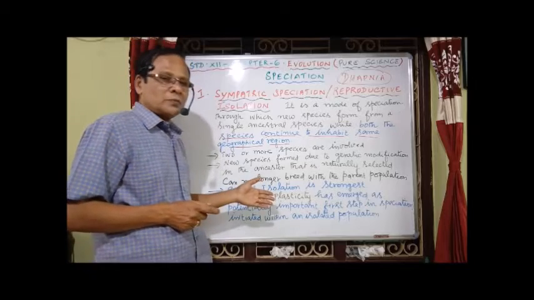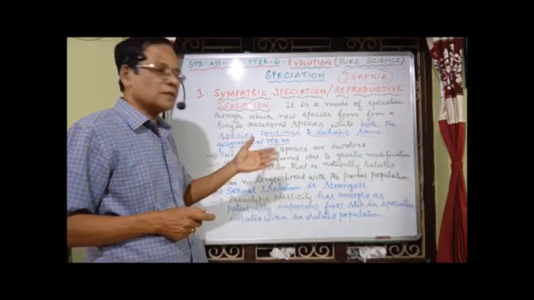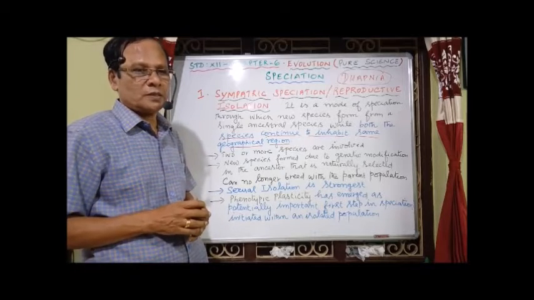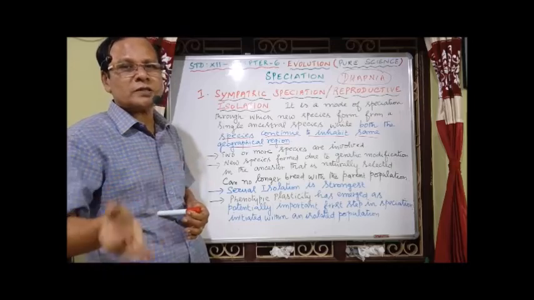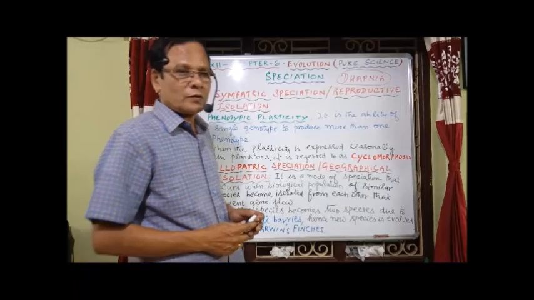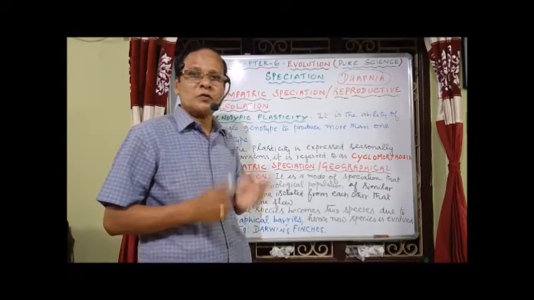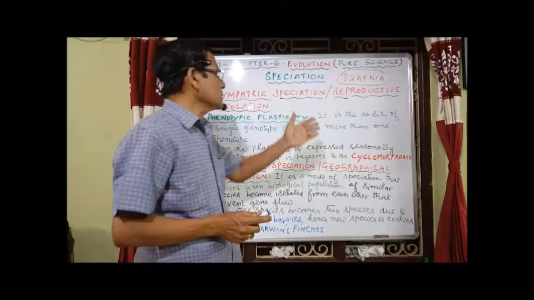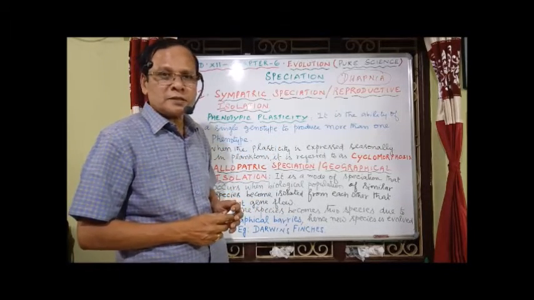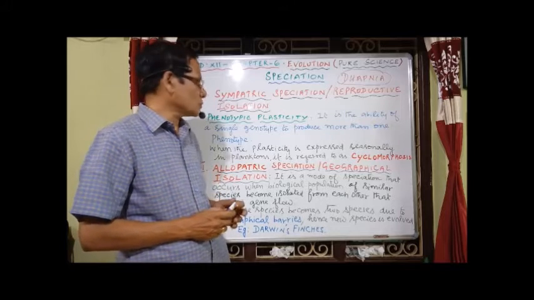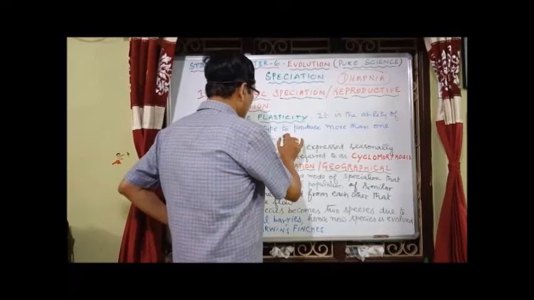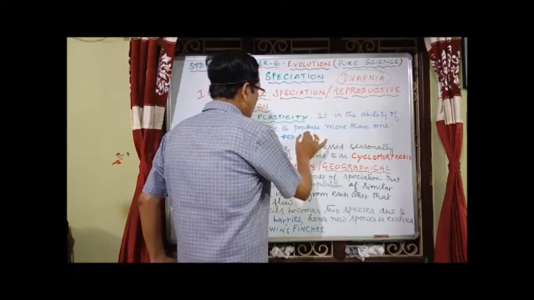I already mentioned that phenotypic plasticity has emerged as the most important first step in speciation, initiated within an isolated population. Phenotypic plasticity is when one genotype produces more than one phenotype. When the plasticity is expressed seasonally in planktons, for example in Daphnia, that is the example of planktons by name Daphnia.